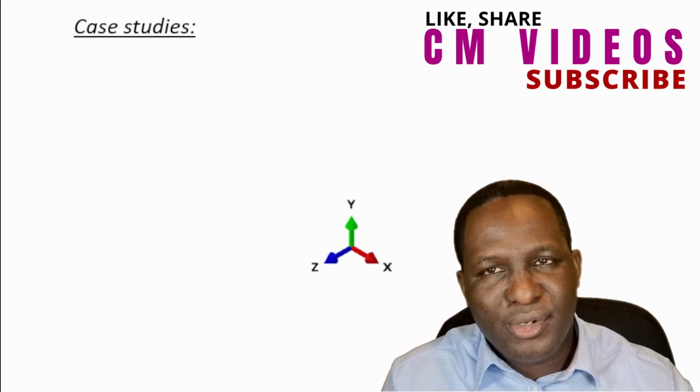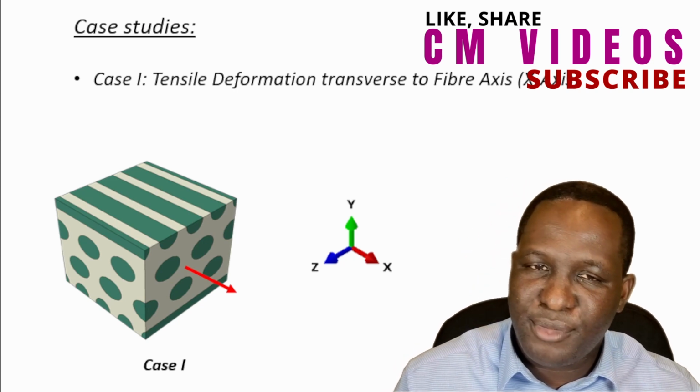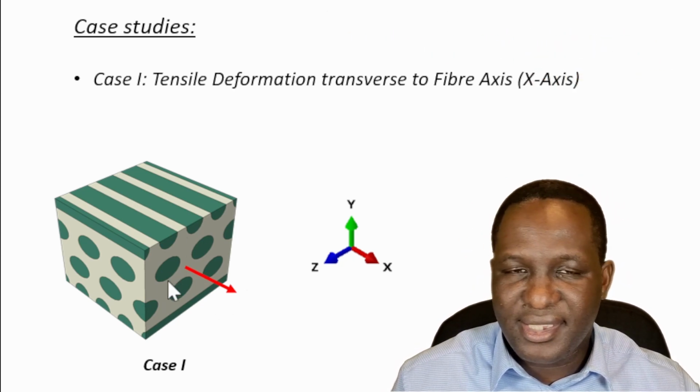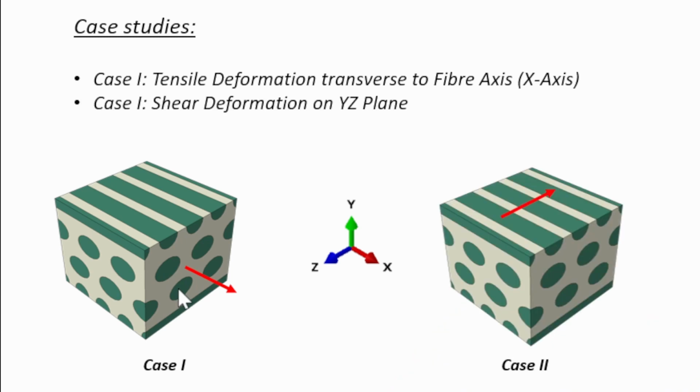Now the case study that we're going to be looking at first here is a tensile deformation along the fiber axis of X, which is this X axis, and then also there will be a shear deformation which is along the YZ plane as shown here.